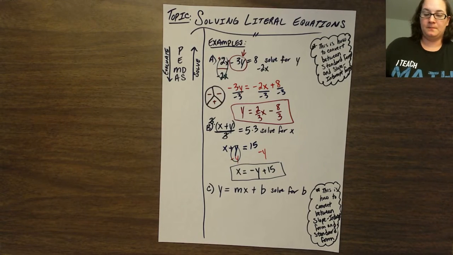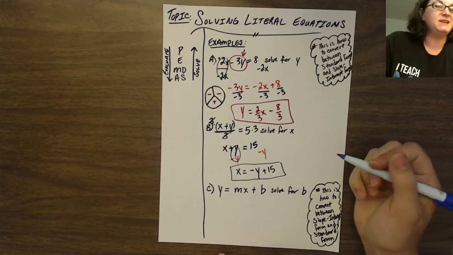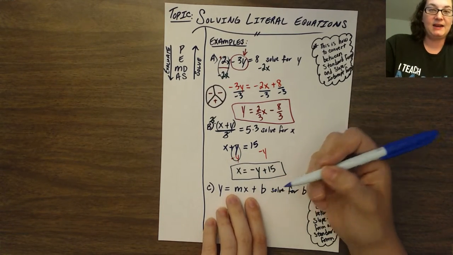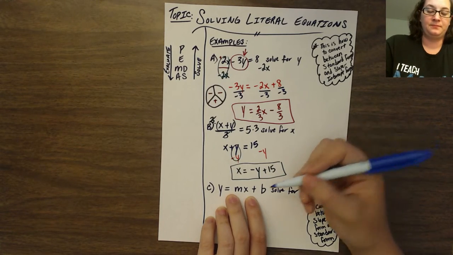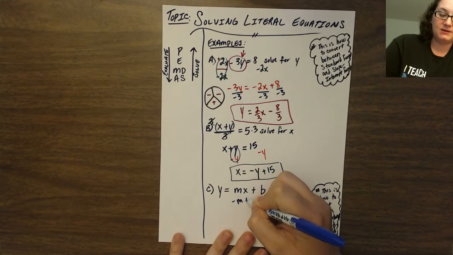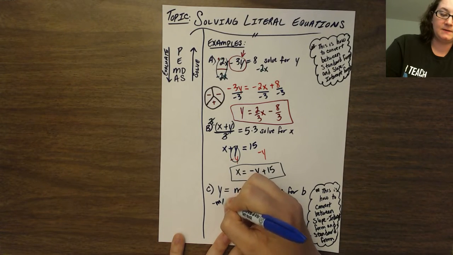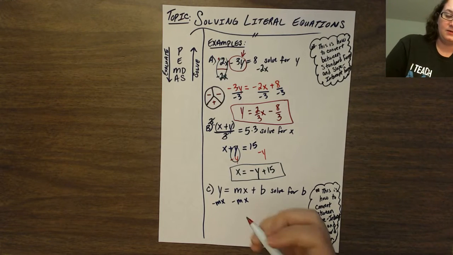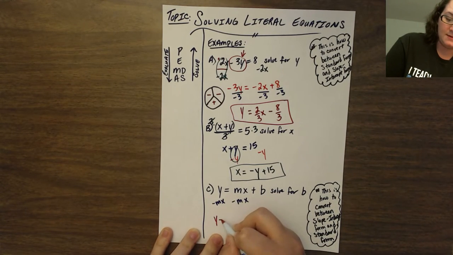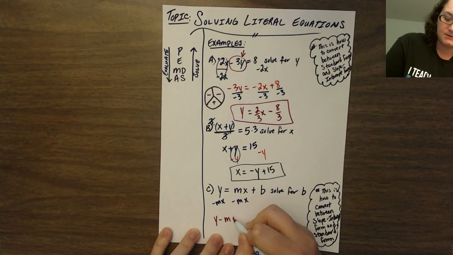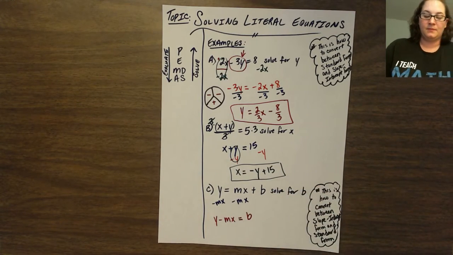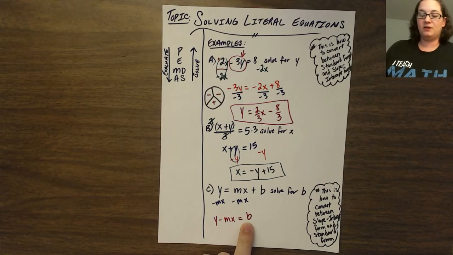So my first step, and this is an easy one: b is being added with this mx term. So I'm going to subtract mx from both sides. And then I'm going to write y minus mx is equal to b. And I could be done here. That could be one of my answers.